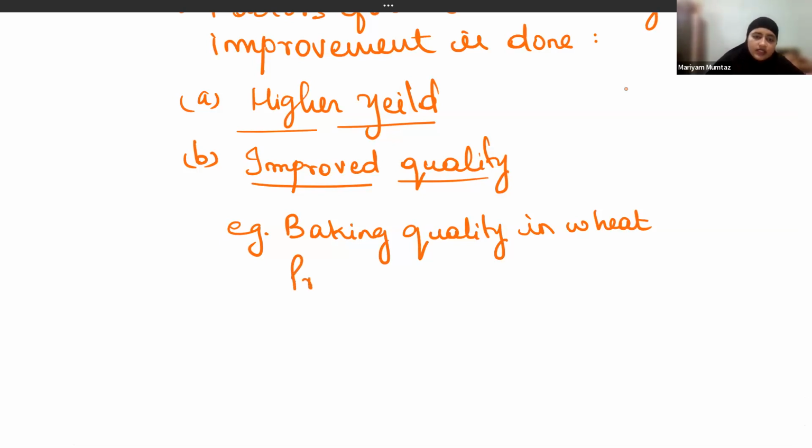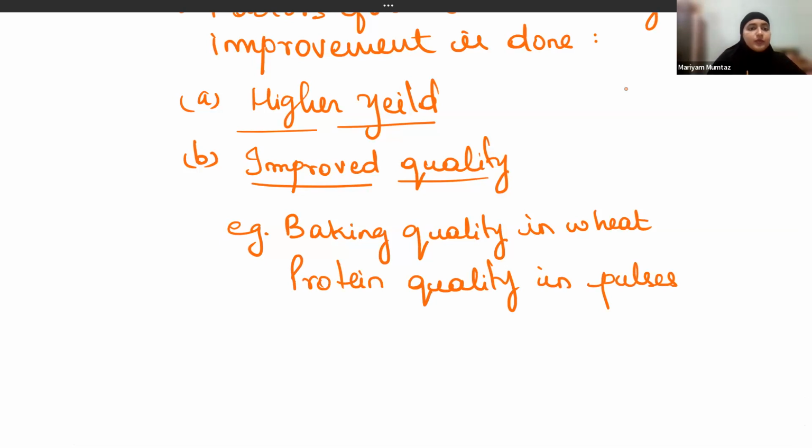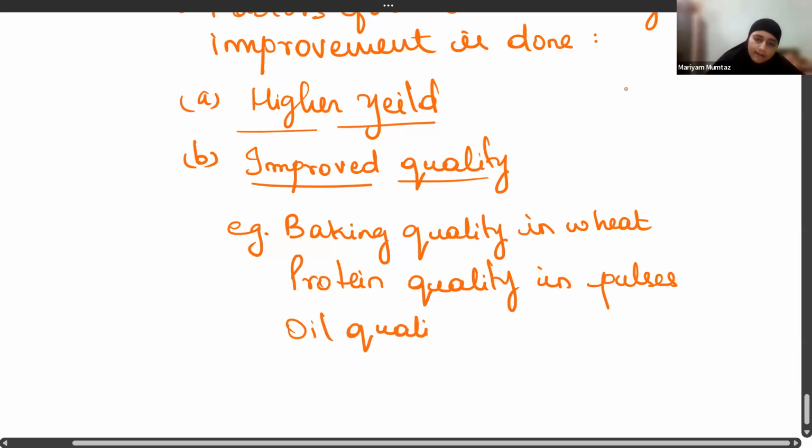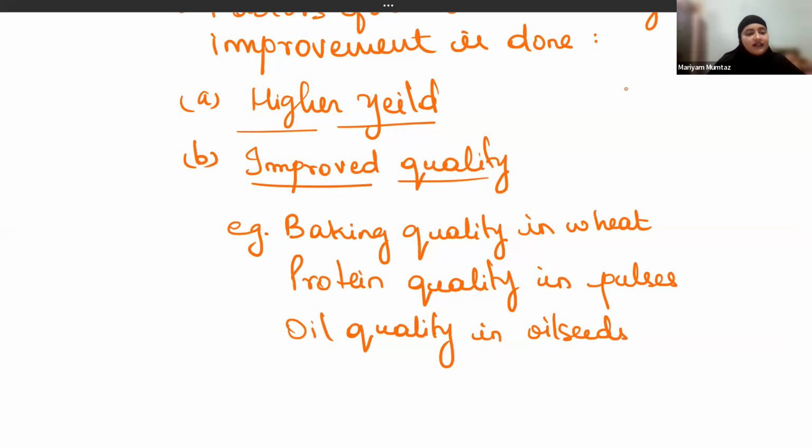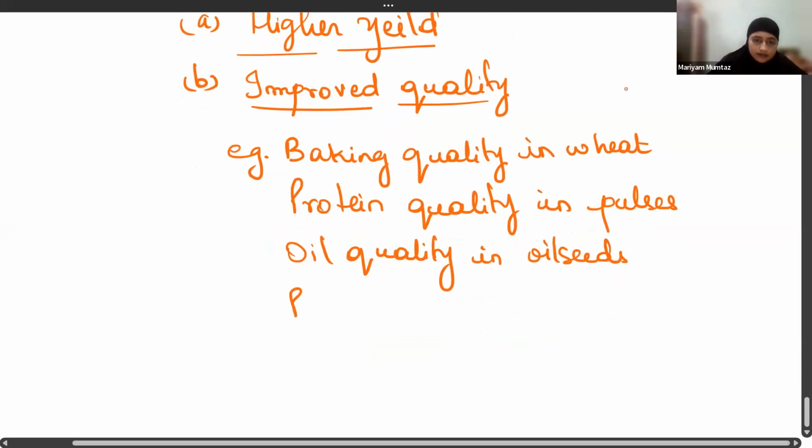After that, you write down protein quality in pulses. We say that dal is a very good source of protein, isn't it? So obviously the protein quality in pulses also has to be improved. And then oil quality in oil seeds. Whatever oil that we use, like refined oil, mustard oil, we get from seeds, right? Seeds are used to extract oil. So the oil quality should be very good for cooking purposes, isn't it? That is another thing. Apart from that, you write down preserving quality in fruits and vegetables.